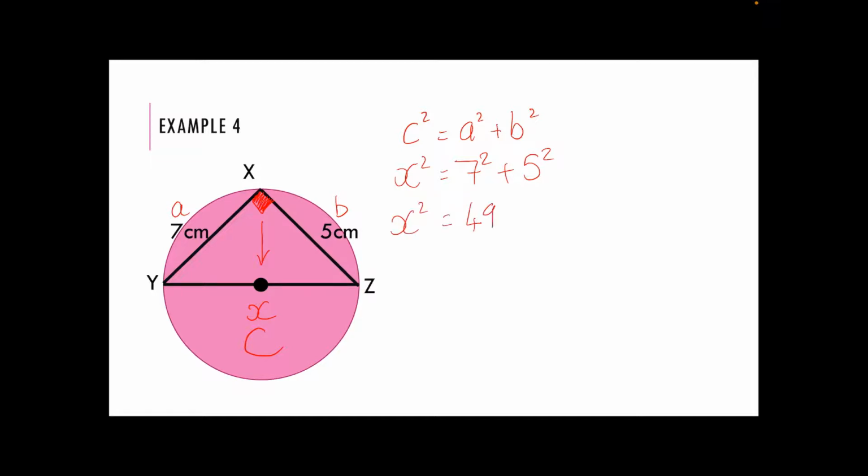X squared then is equal to 49 plus 25, and so x squared is going to be equal to 74. Now 74 is not a squared number, so we are going to need our calculator this time. And so the square root of 74 is going to give us roughly 8.6 when we round it to one decimal place. That is us worked out our missing side, so we have completed that example.